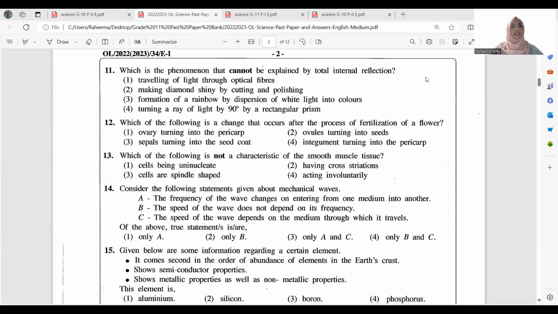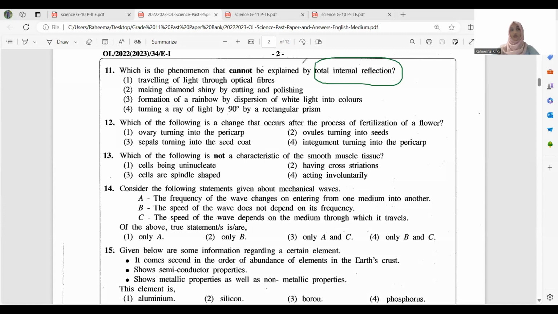We still have to discuss the year 2022 O-level science past paper. Today we are going to discuss again from the 11th question to the 15th question. The 11th question is a physics part of the science, and it comes from the geometrical optics lesson. They're talking about total internal reflection.